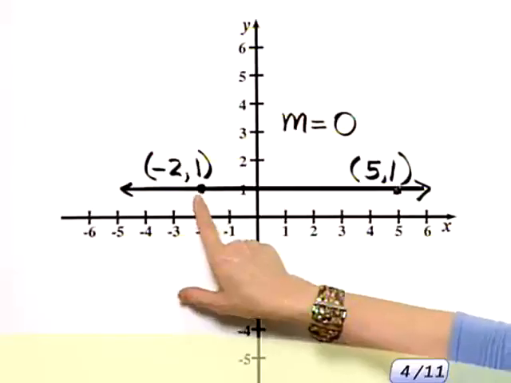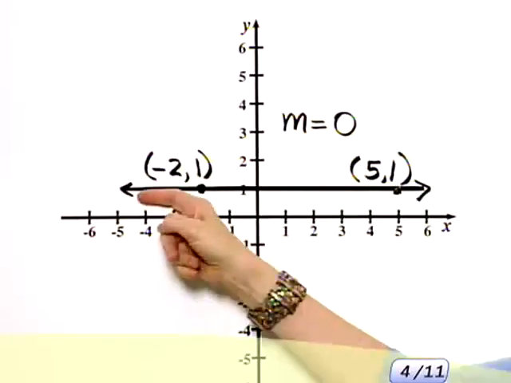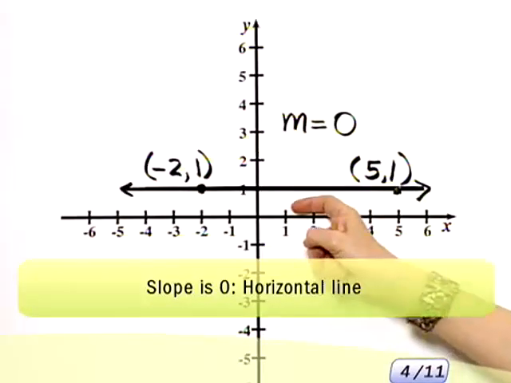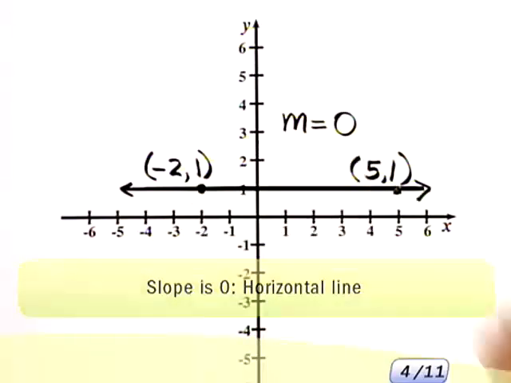Here is the line through negative 2, 1 and 5, 1. Notice it is a horizontal line. We just found the slope of this line to be 0, so the slope of horizontal lines is 0.